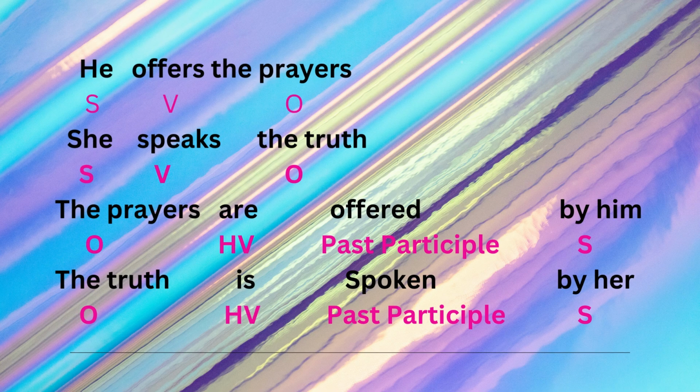So the first two sentences are of active voice and the last two sentences are of passive voice. Can you give the reason? Why are the first two sentences active voice and why are the last two sentences passive voice? The reason is quite simple. In the first two sentences, the arrangement of parts of speech goes like this: subject, verb, and object. And in the last two sentences, the arrangement goes like this: object, helping verb, past participle, and subject.